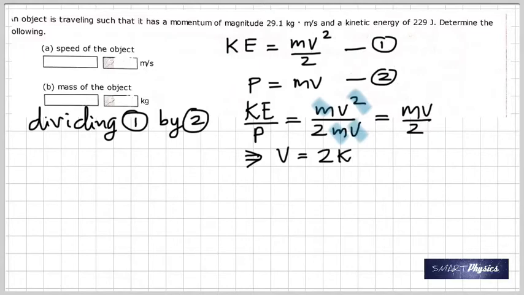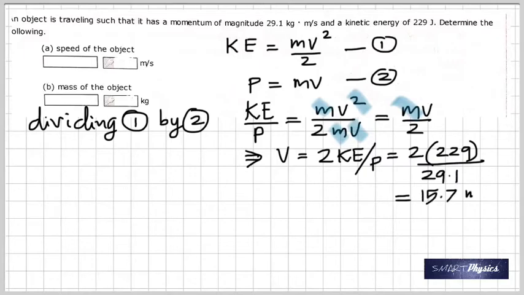And when you rearrange, you keep velocity on the right side. Take 2 to the left hand side. No other change. So it's velocity equals 2 times KE divided by P. Now you can substitute. Kinetic energy is 229, momentum is 29.1, and you get the velocity as 15.7 meter per second.